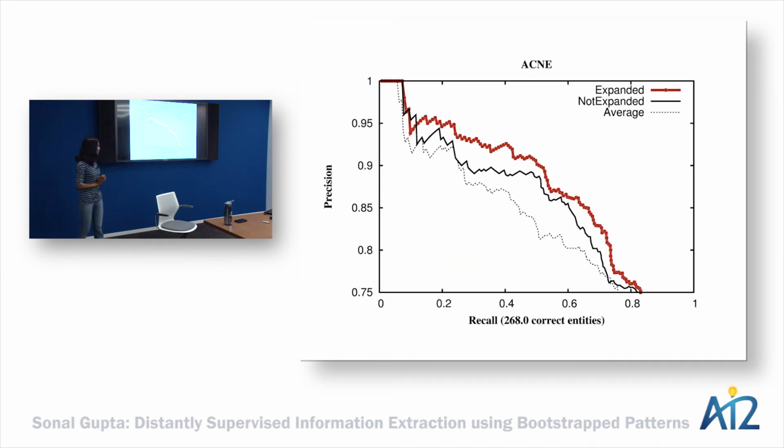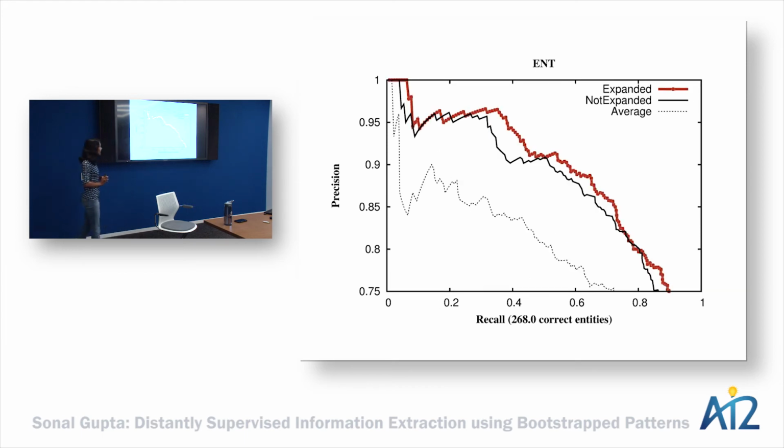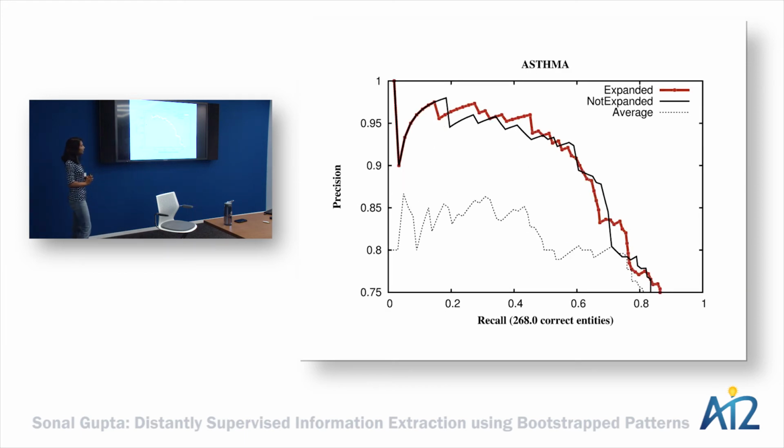A few results, for example, acne. The top one in red is our system, in which we expand the training set. The black one is when we don't expand the training set, and the average one is when we just average the features and don't use the classifier. Diabetes is again a very hard data set, but our system still performs better. ENT, asthma.